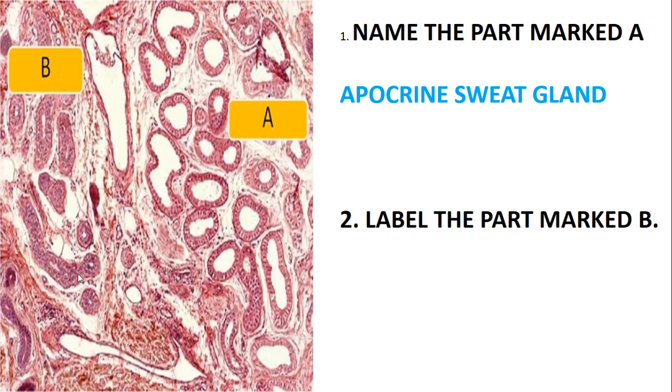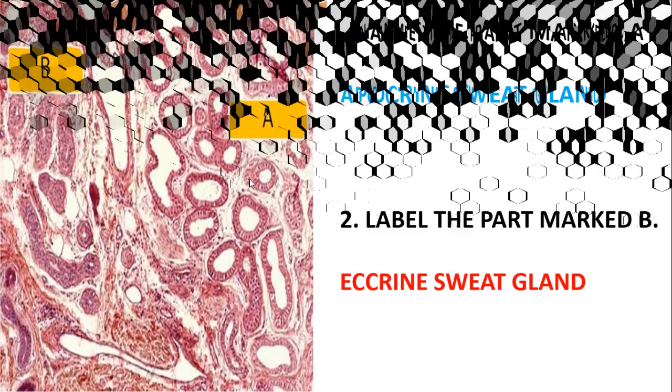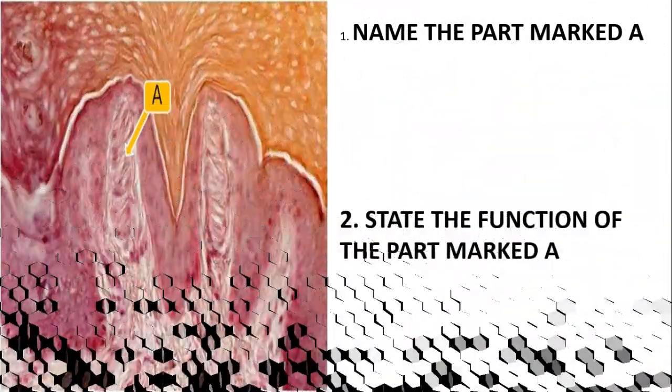But if you look at the eccrine sweat glands, which have been marked by B, these ones normally stain dark. So you need to understand these two different slides. Okay, let's move on and look at the next slide.